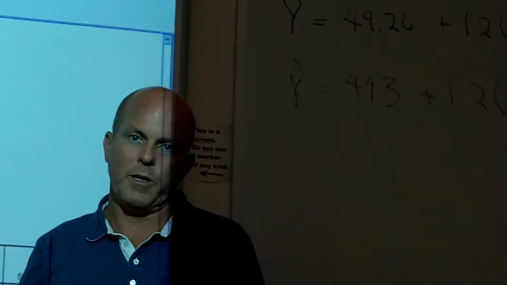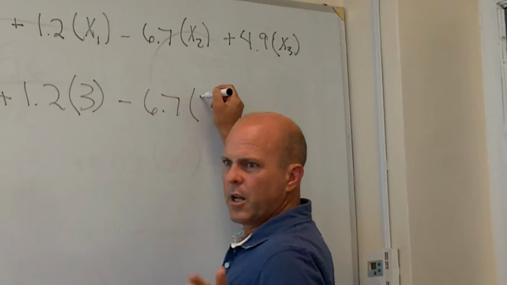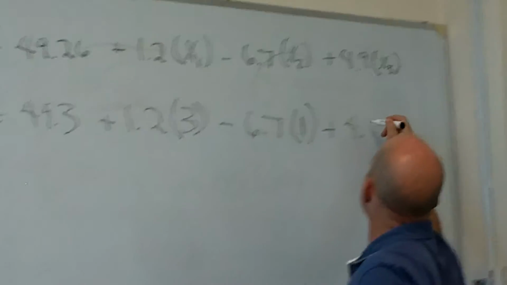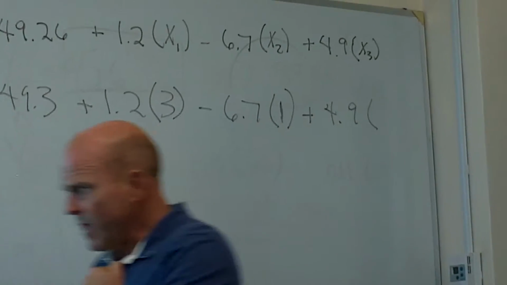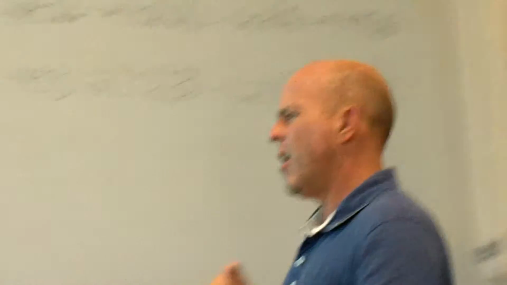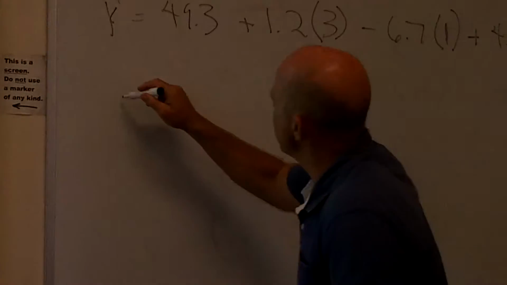Then we have X2. We said that they were very low levels of political information. We're going to make them a 1 then, because 1 was low, 2 was moderate, 3 was somebody who had a lot of political information. So this is a low level. We're going to put that 1 in there. And then a 4.9, excuse me, Enviro Jobs Knowledge Scale. So let's see, what was this person? They were a 3 for jobs, and the knowledge scale is a 1, so 3 times 1 is 3.